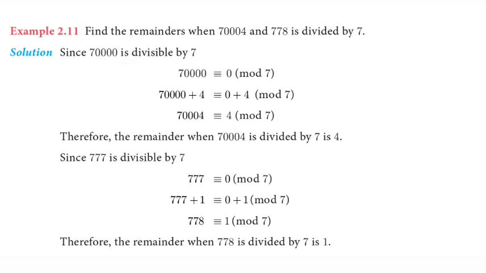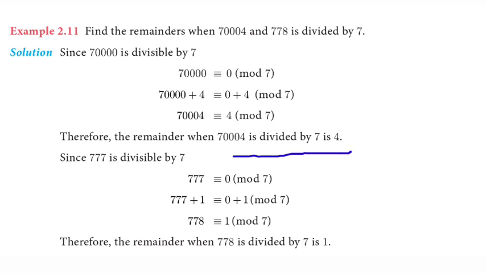A congruent B mod N. Here A equals 70,000, remainder B equals 0, mod 7, N equals 7. Therefore 70,000 is congruent to 0 mod 7. We add 4 on both sides because we want the value of 70,004. Therefore 70,004 is congruent to 0 plus 4, which is 4 mod 7. Therefore the remainder when 70,004 is divided by 7 is 4.